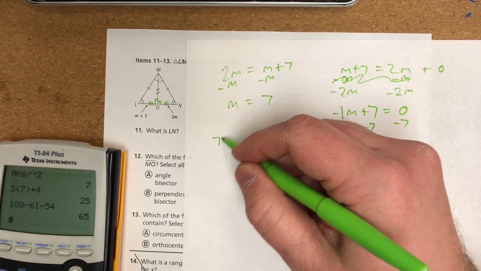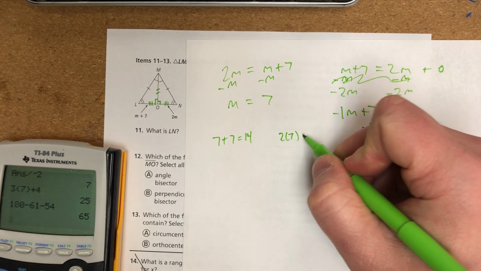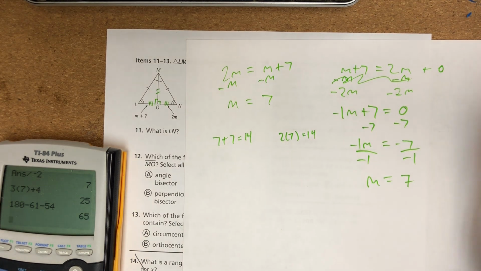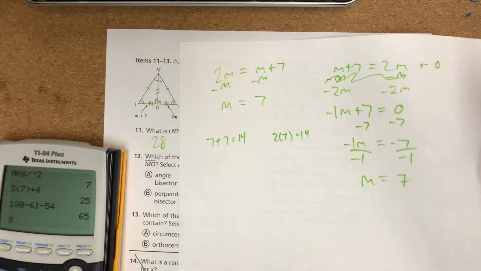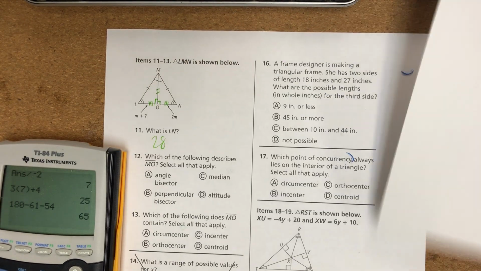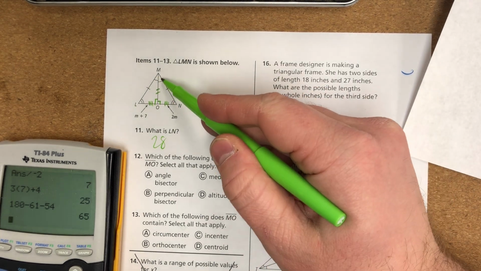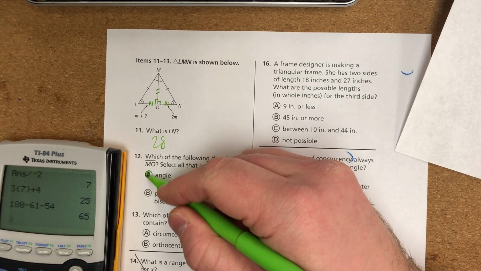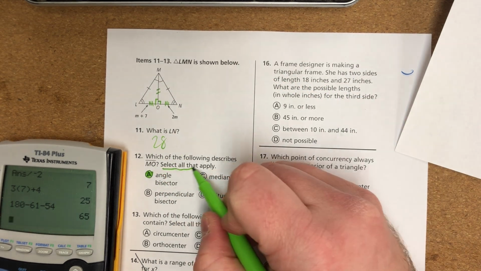Let's see what happens. 7 plus 7, 14. 2 times 7, 14. What's 14 and 14 together? Or just double 14, 28. All right, so 12 tricked me. I saw it's an angle bisector, so I'm like, oh, boom, because it cuts the angle in half, and I walked away. I missed select all that apply.